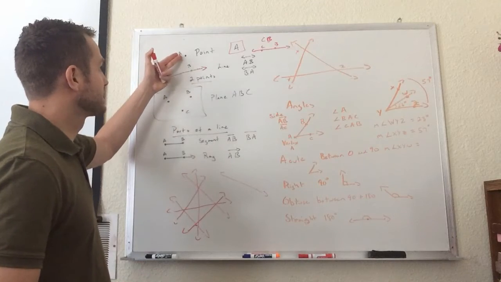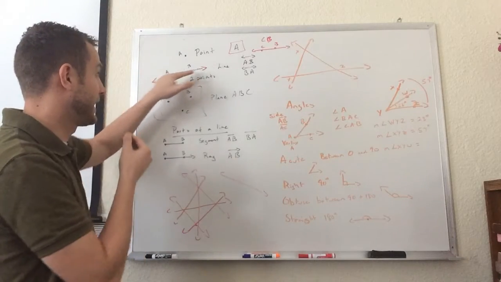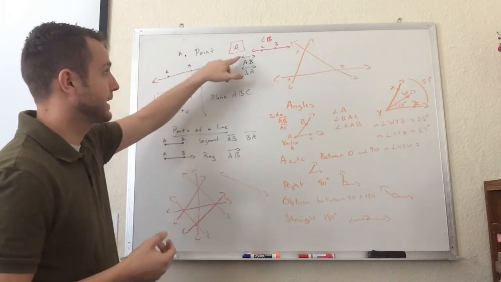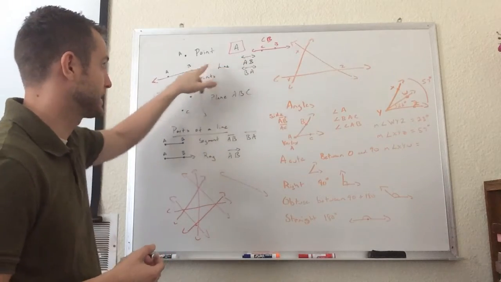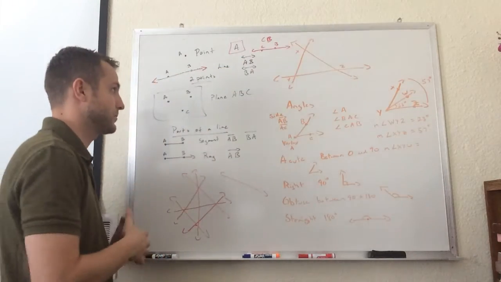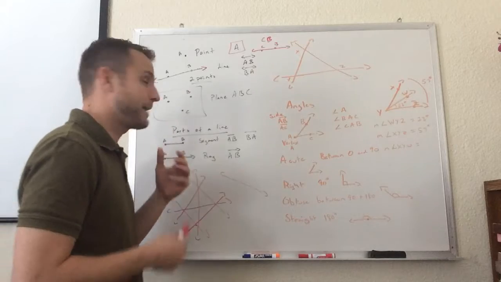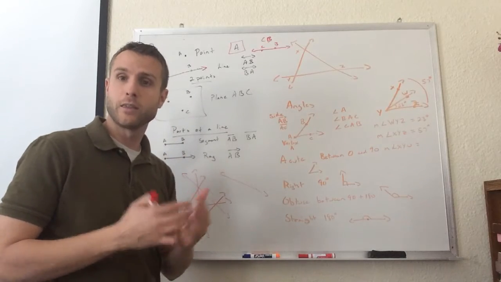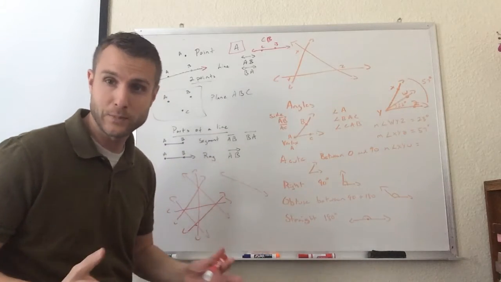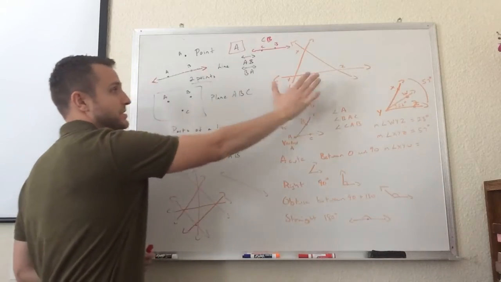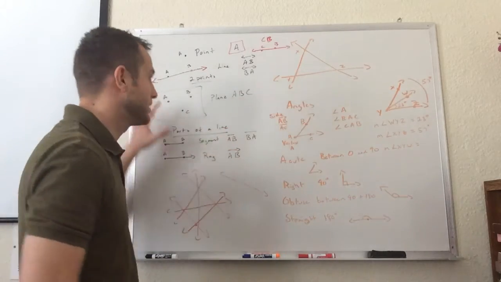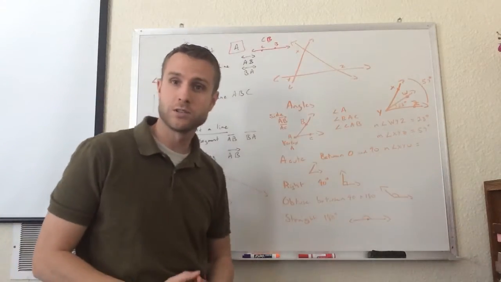So I have a point, I have a line, which is an infinite number of points, and I always use 2 arrows to represent that line. I have to have those arrows, otherwise it's not a line. If I have 3 points that are not in line, we say that defines a plane. What is a plane? Well, a plane is just a flat surface. Technically, we could use this whiteboard or this whole wall to show a plane.